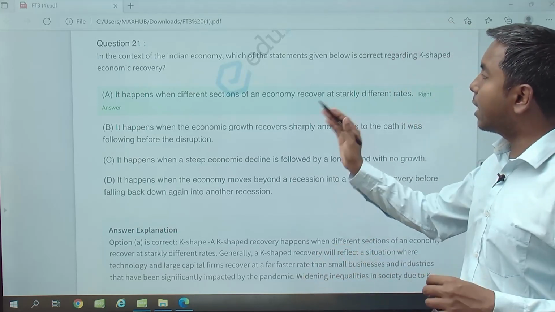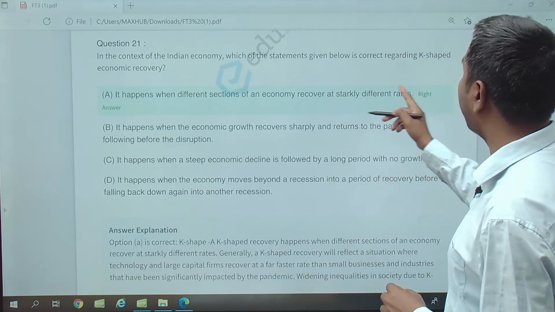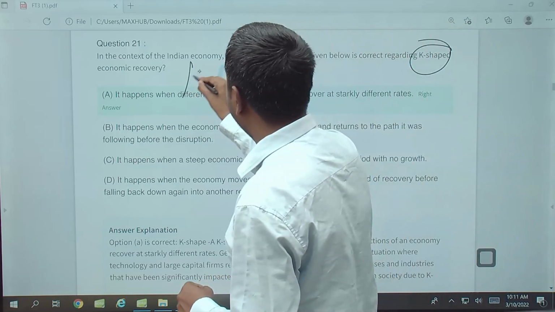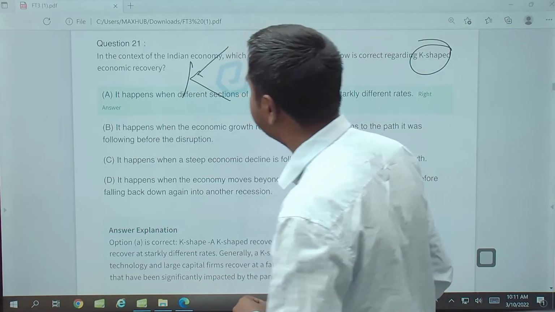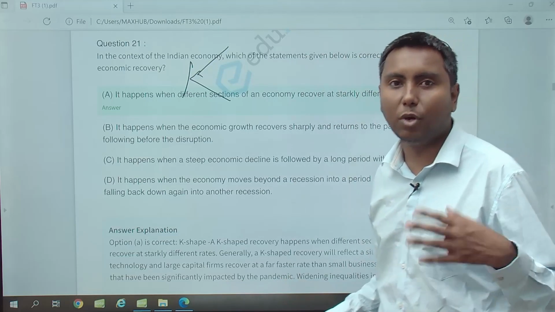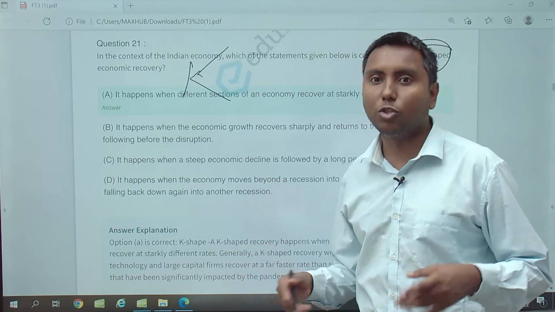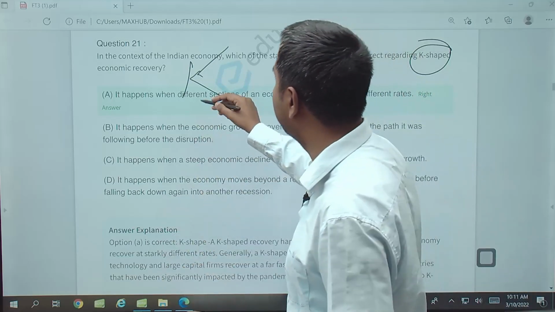Let's say question number 21. Okay, in the context of the Indian economy, which of the following is correct regarding K-shaped recovery? Again, this was one of the easy questions. K-shaped recovery has been in use consistently in 2021 mains. UPSC has asked a question on V-shaped recovery, so this becomes important.